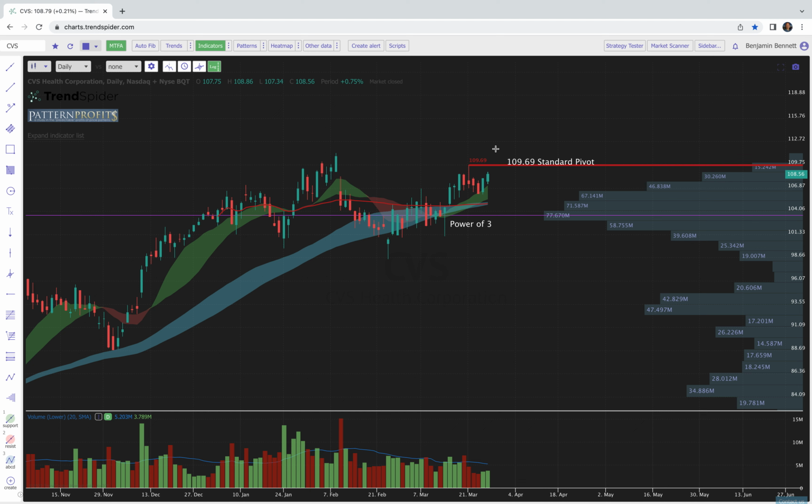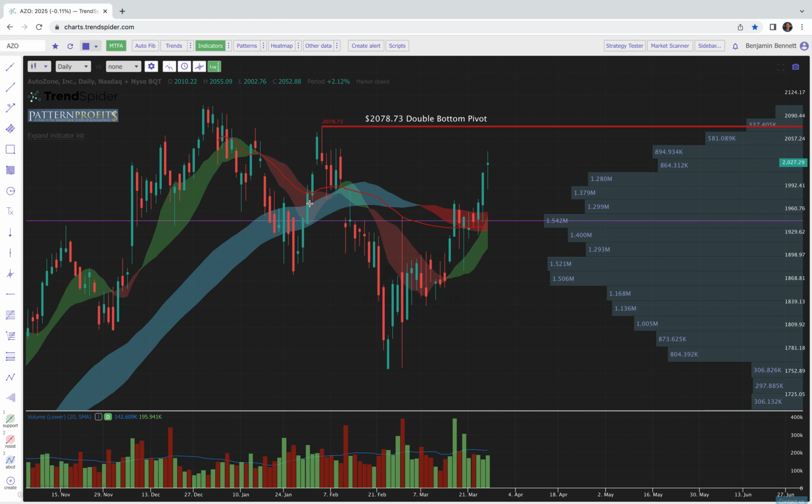That's what we like to see. So now just want to see it really pick up above 109.69. Be aware of this high over here at 111 and a quarter if it does push through. Again, that's CVS. Also going to take a look at AutoZone, AZO.